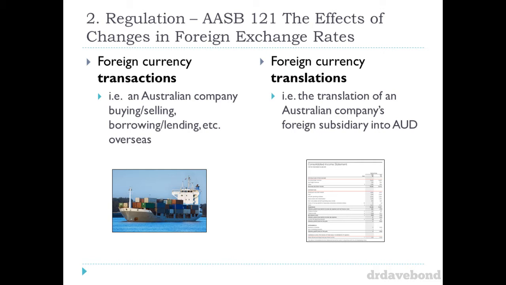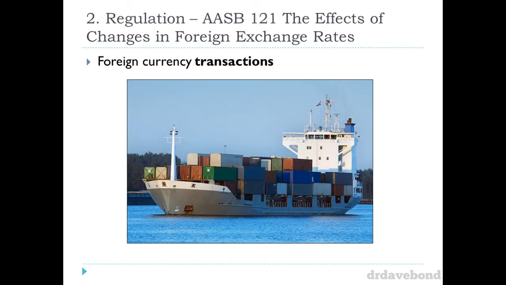So we're going to have a look at how that does. So this, again, ties into what you see happen in ABC. So the first thing I want to talk about is foreign currency transactions.